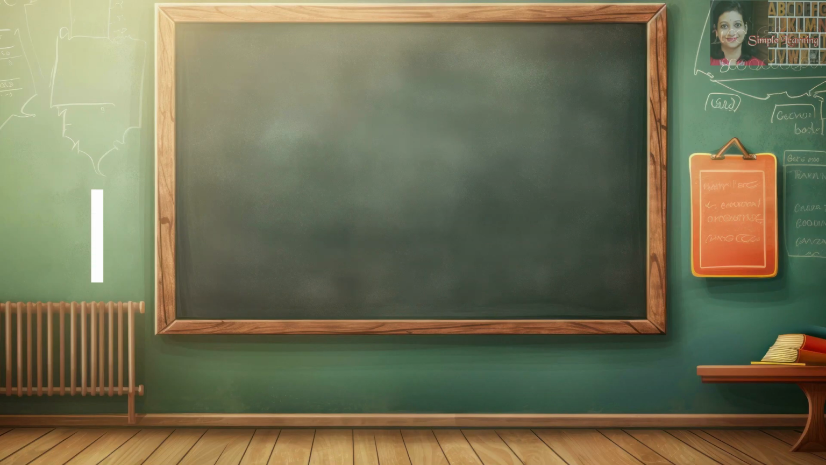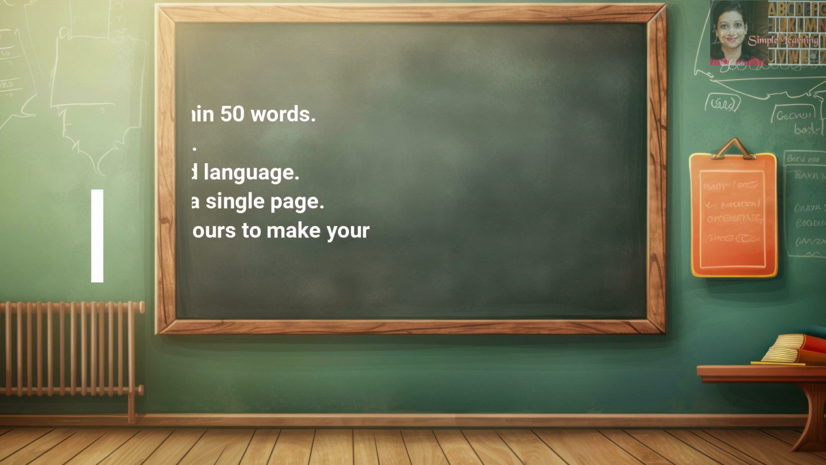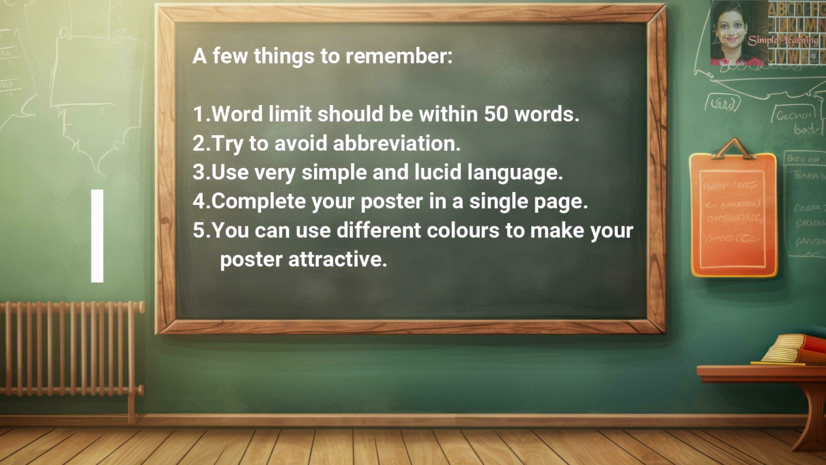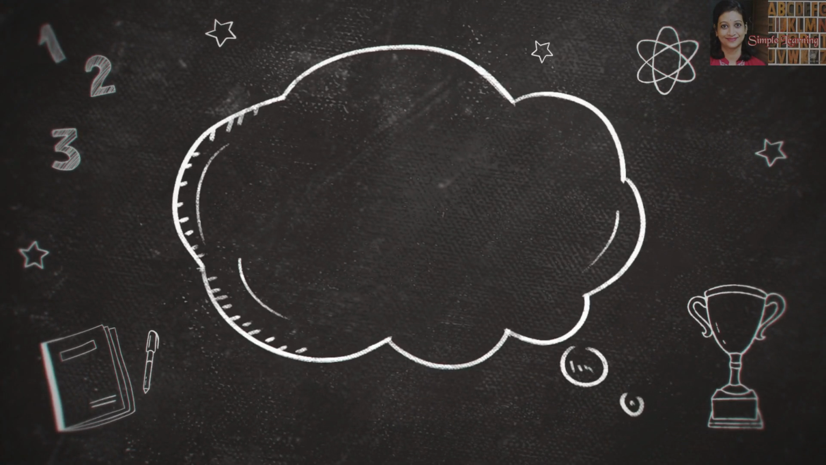While making a poster, we should keep a few things in our mind. Number one, word limit of a poster would be within 50 words. Number 2, we are not going to use any abbreviation here. Number 3, we would try to use very simple and lucid language so that everyone can comprehend and the purpose of the poster is served. Number 4, we are to complete our poster in a single page. Number 5, in exam, you can use different colors, preferably pencil colors, to make your poster attractive, but don't make it messy.